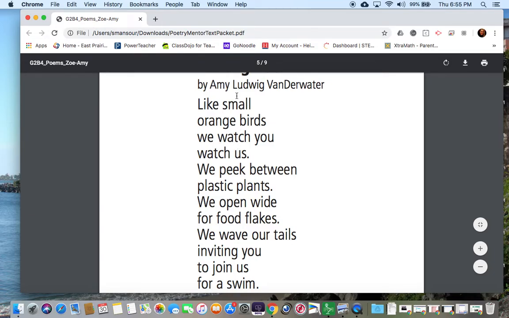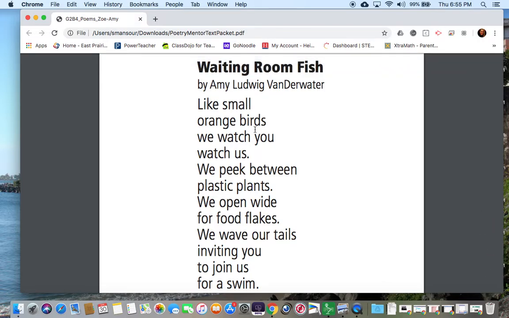So they're speaking from the point of view of the fish, and they're saying they're like orange birds, and they're watching the person watching them.